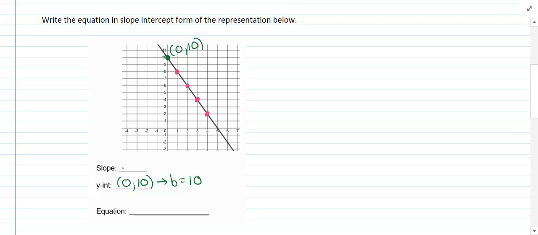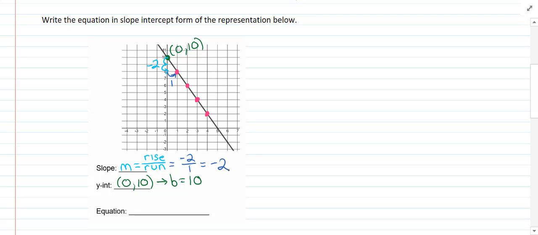And remember, slope, that's our m. That's going to be rise over run. So starting from this y-intercept, I'm going to count my rise, and I am going down 2, and I am going to go to the right 1. So the slope of this line is -2 over 1, or we can just write it as -2. That's fully simplified.